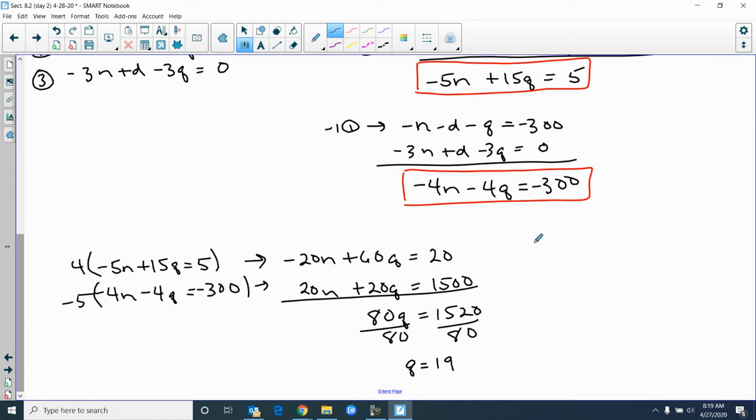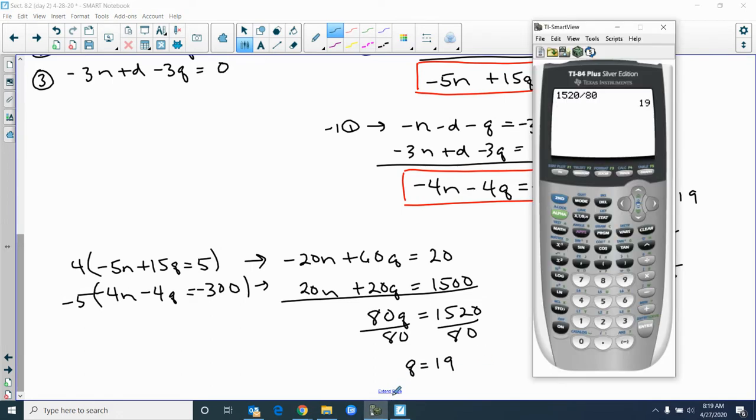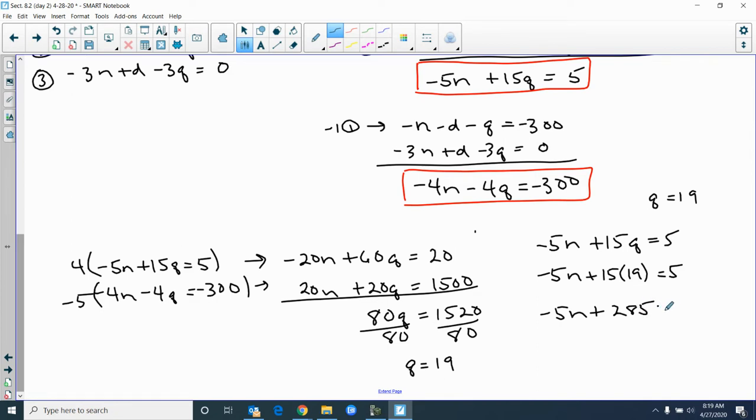Well, take one of your two original equations. Let me use, not original, but the ones that are circled in red. So q is 19. Substitute that in. Negative 5n plus 15 times 19 equals 5. Negative 5n plus, what do I get there? 15 times 19, 285, equals 5. Subtract 285, subtract 285, negative 5n equals negative 280.